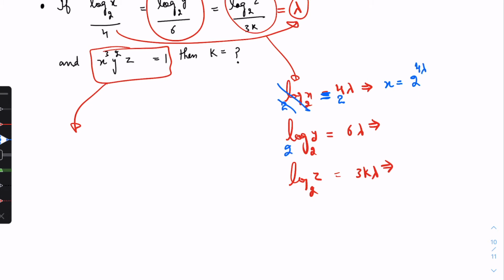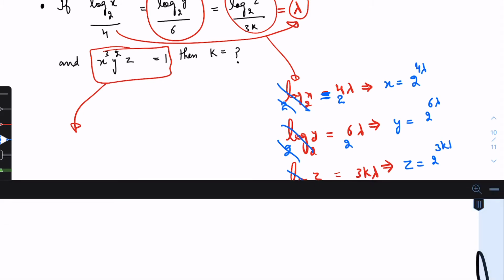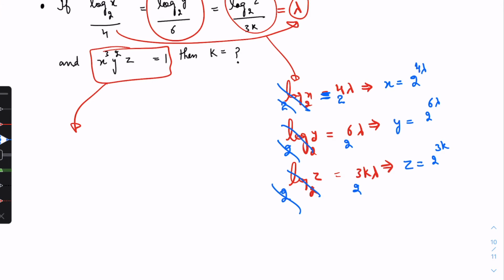Doing the same thing here, just quickly applying the base, this will cancel out, and we get the value of y. So that is going to be 2 raised to power 6 lambda. And doing the same thing here, this cancels out. So z is going to be 2 raised to power 3k lambda.